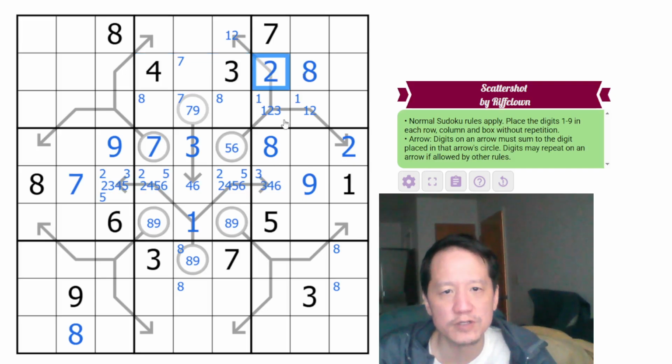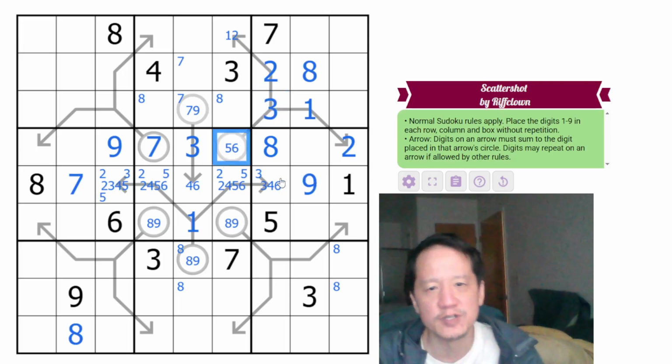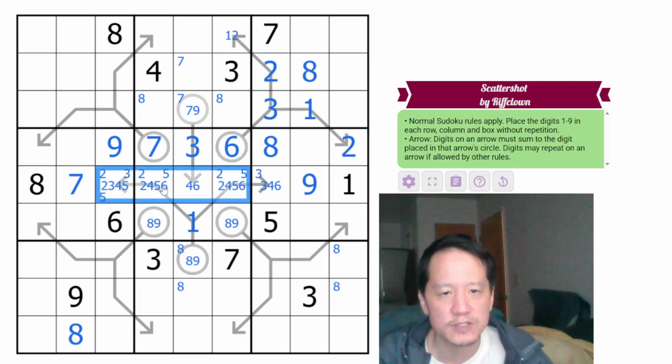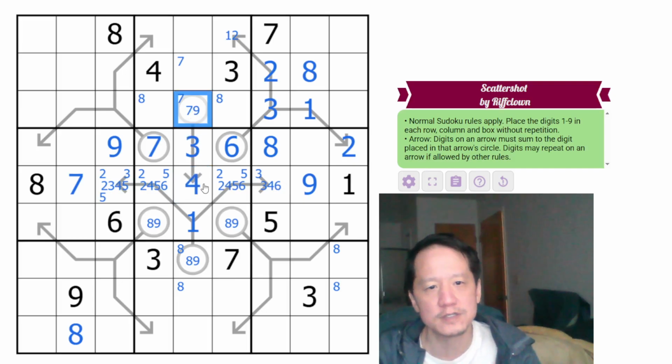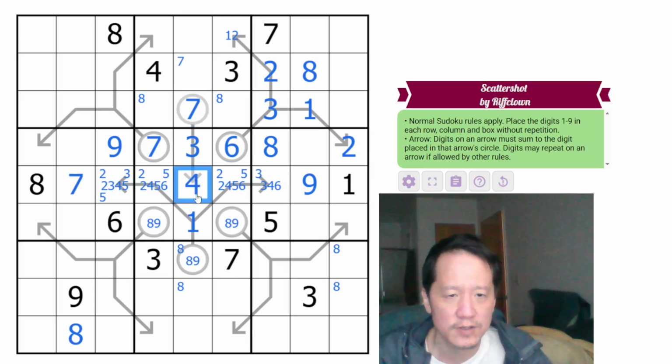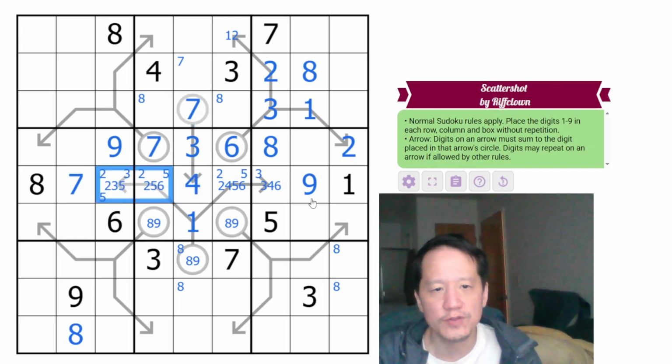Therefore, this must be a 2, which makes this a 1, which makes this a 3. Therefore, this must be 6 because 1, 2, and 3 add up to 6. So this is 6, which means these can't be 6. This can't be 6, so this is 4, which makes this a 7 because 3 and 4 add up to 7. Therefore, these can't be 4.